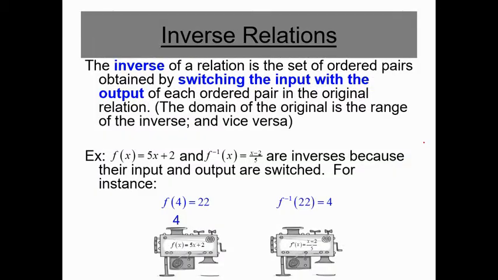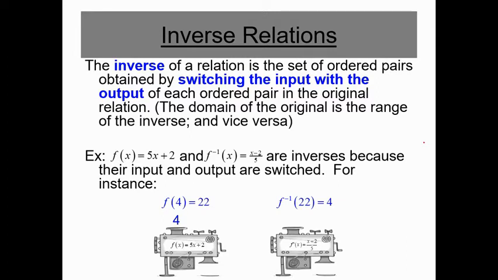Going to be about inverse functions. The inverse of a relation is a set of ordered pairs obtained by switching the input with the output of each ordered pair in the original relation. The domain of the original is the range of the inverse and vice versa.